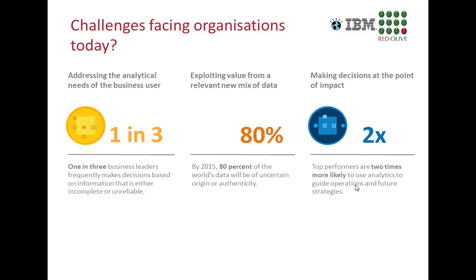And lastly, making decisions at the point of impact. Top performers are 2 times more likely to use analytics to guide operations and future strategies. This is through improved and optimized business decisions using analytical techniques such as statistics, modeling, algorithms, machine learning tools, and data mining, and it gives your organisation a deeper understanding of your unstructured and structured data to allow you to make game-changing decisions that you weren't able to make before.